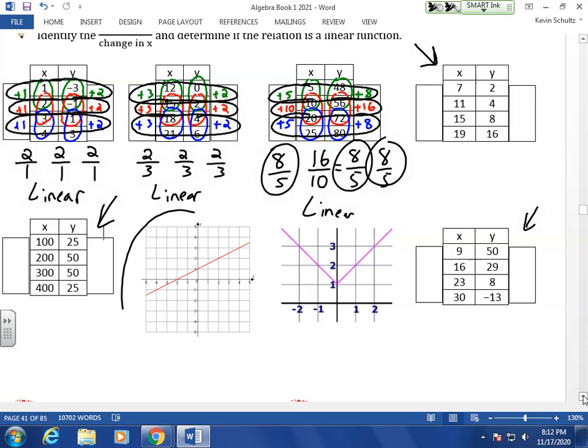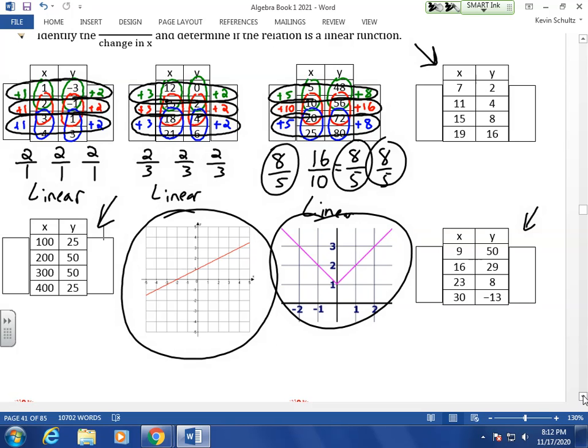Put on your big brains now. Is this a line on a graph? Yup. Does that mean it's linear? Yup. Is that a line on a graph? No, it's a V. Not linear. Okay? So graphs are easy.